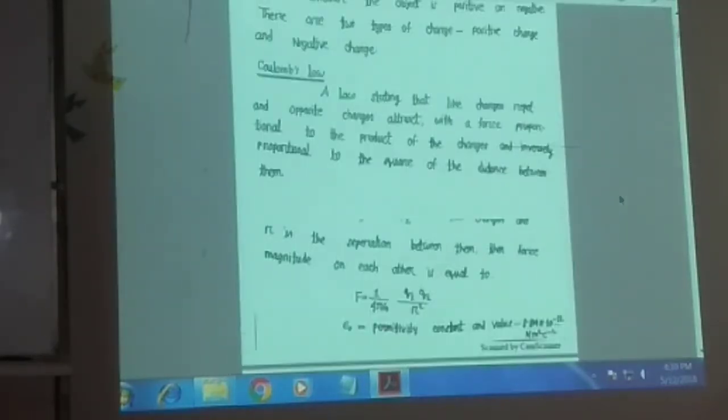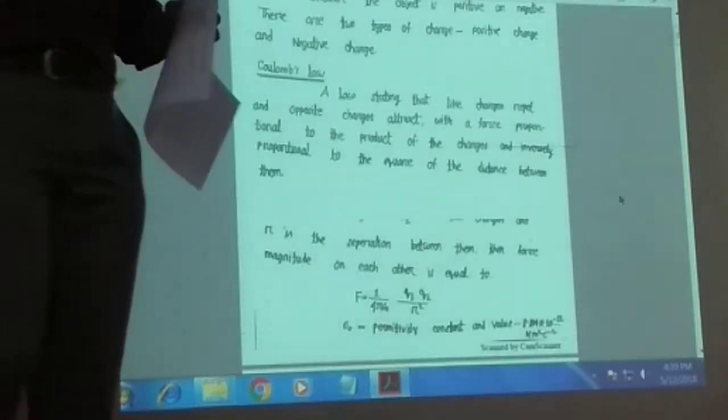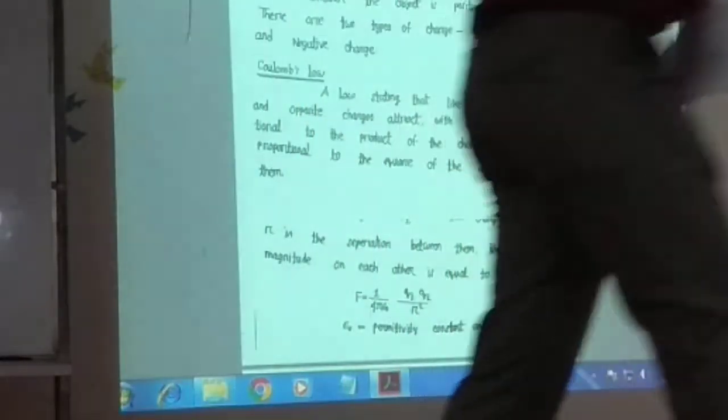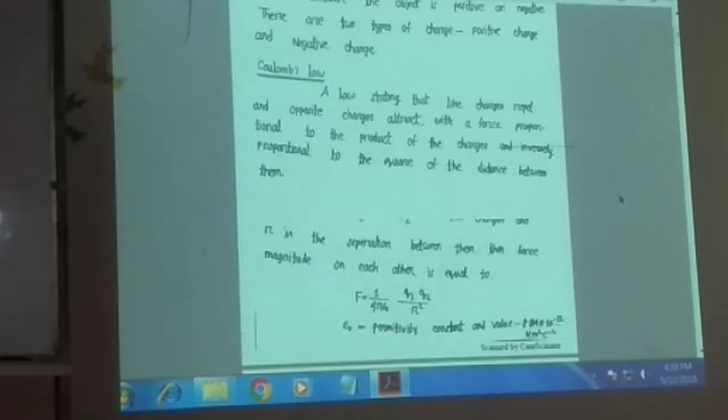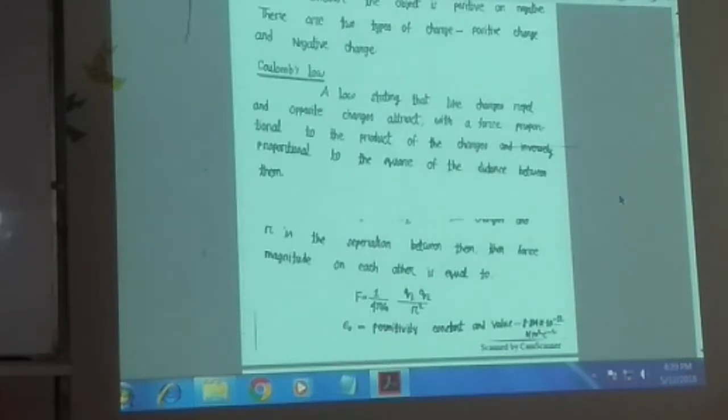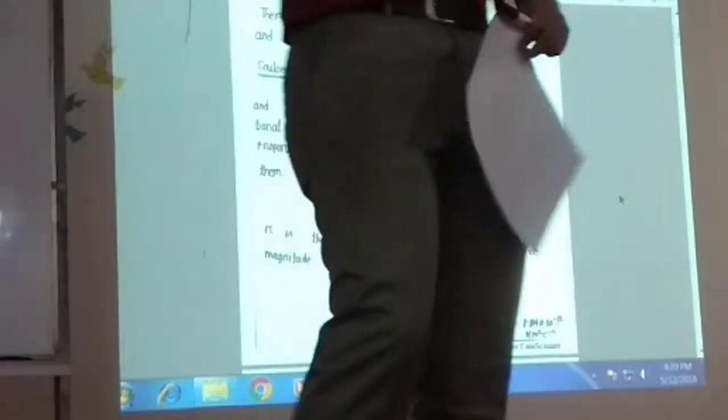What is Coulomb's law? Coulomb's law is actually associated with force. In physics 1, you already know force. So what is actually force? Can you tell me what force is? Do you know what force is? Every day, every moment you apply it. Even if you push one object from one place to another, it's a force. So it's a kind of force.